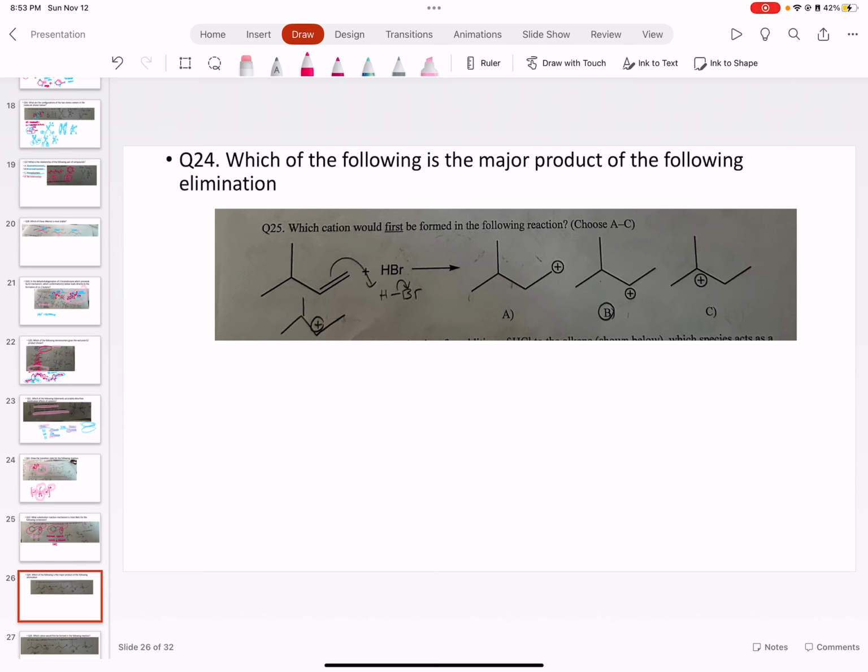So question 24, which of the following is the major product of the following elimination? This is technically about knowing a little bit of how to do the mechanism for this. In here we don't have any peroxides, or ROOR, so our product will be Markovnikov, meaning that the bromine will go on the most substituted, or the hydrogen will go on the least substituted side.